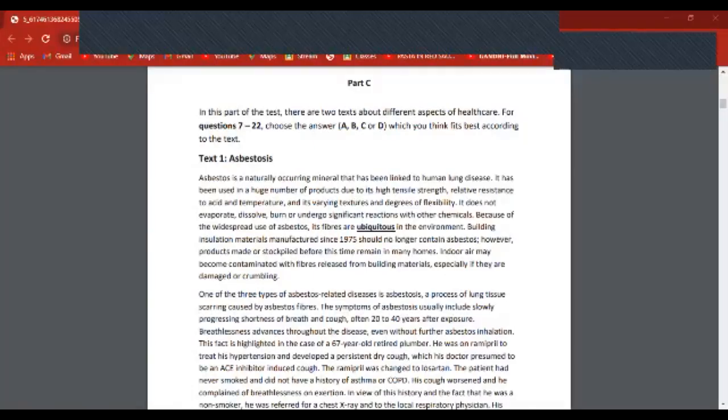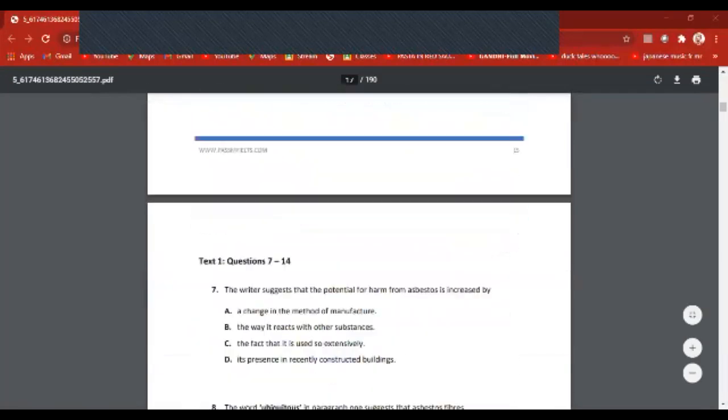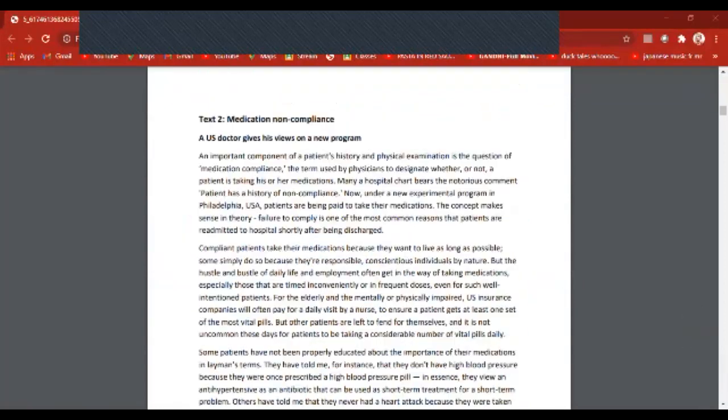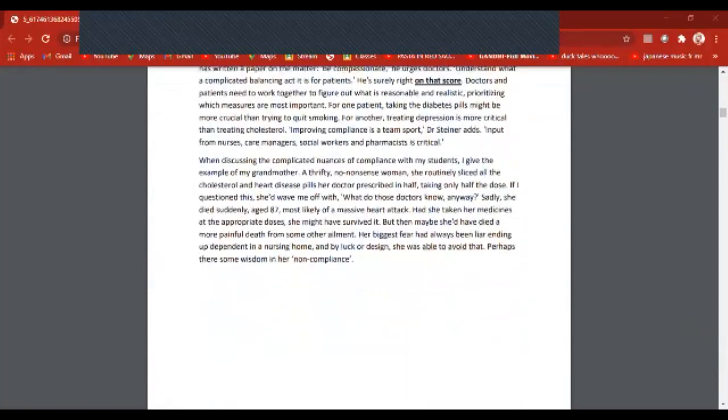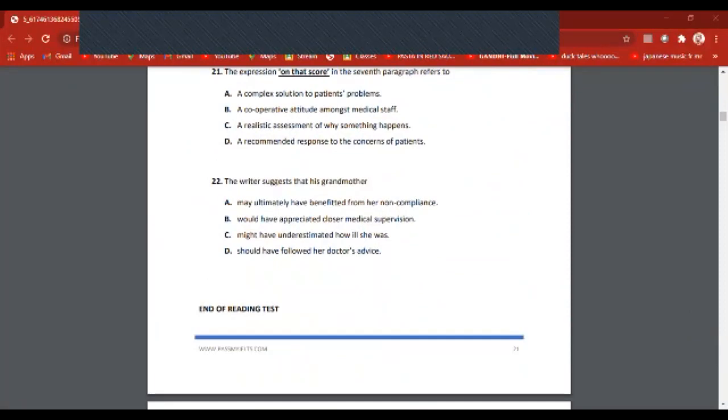Okay, so here, as we can see on the screen, it's this part C. Part C is going to be questions 7 to 22. Part B finishes at question number 6 and then it starts 7 to 22. So there's going to be a total of 16 questions and there'll be two texts. Text number 1 with 8 questions, and then text number 2, again followed with 8 questions.